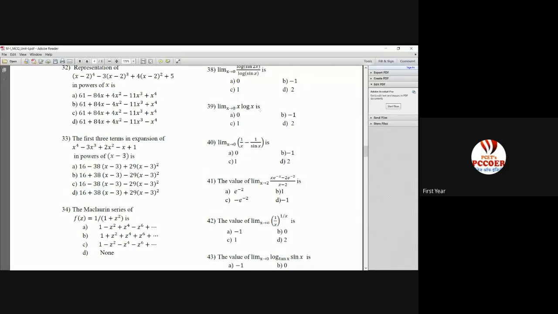Now this question 39, you will be able to solve the limit. How will you solve it? It is quite easy. One step will be required. Write log x upon 1 by x. The derivative of log x is 1 by x, and the derivative of 1 by x is minus 1 by x square. So 1 by x will get cancelled, and the minus sign will remain. So the answer will be A, 0.